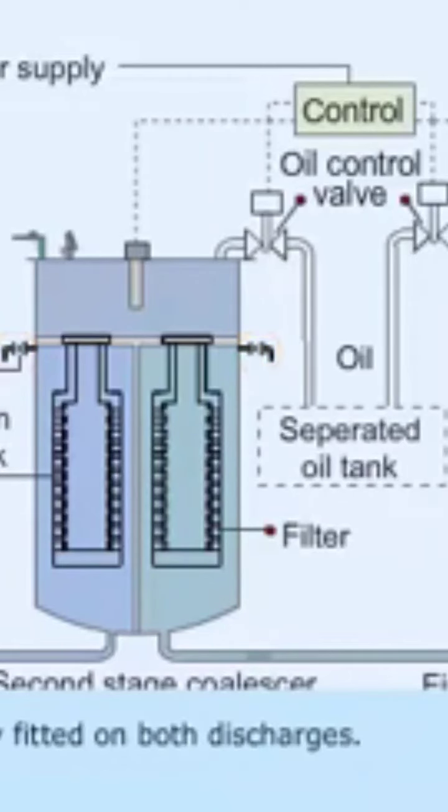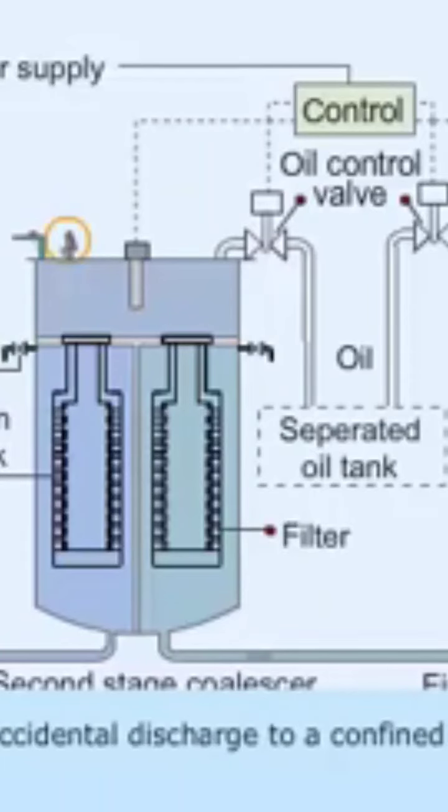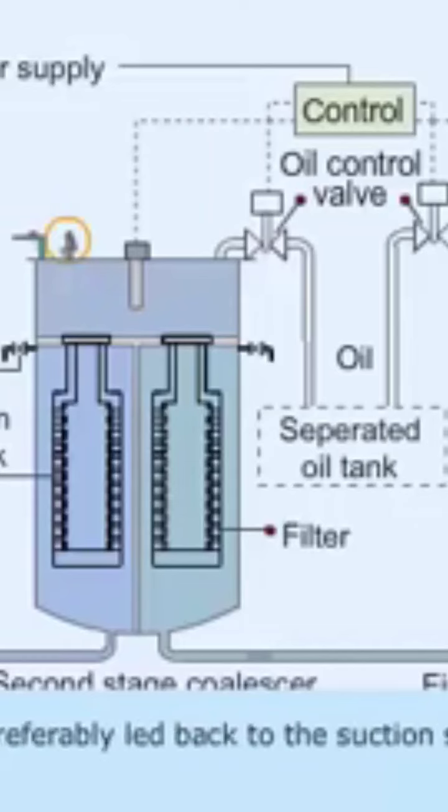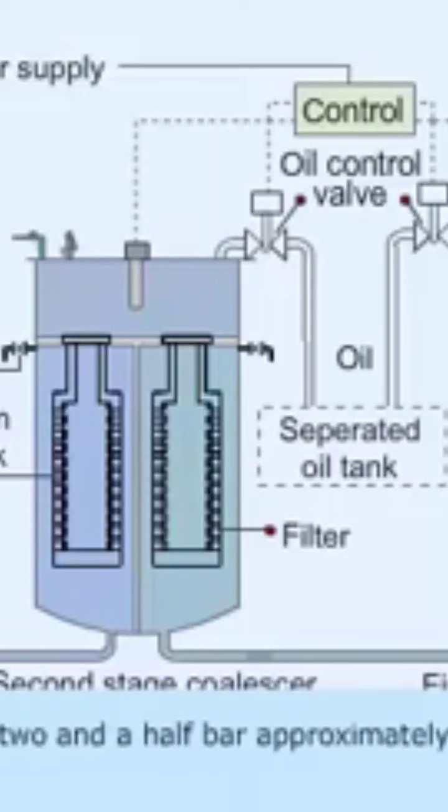A spring-loaded valve is usually fitted on both discharges. However, it is essential that a relief valve be provided on the shell or incoming mixture line to prevent overpressure and accidental discharge to a confined space or overboard under all working conditions. Such a relief valve should preferably be led back to the suction side of the supply pump or to an overflow tank. The usual working pressure for the separator is in the region of 2 bar, that is, the pressure at which the spring-loaded water discharge valve is set. The relief valve is set at approximately 2.5 bar.